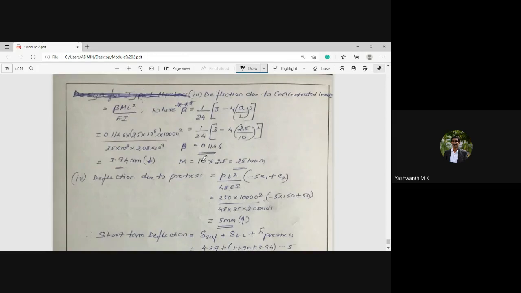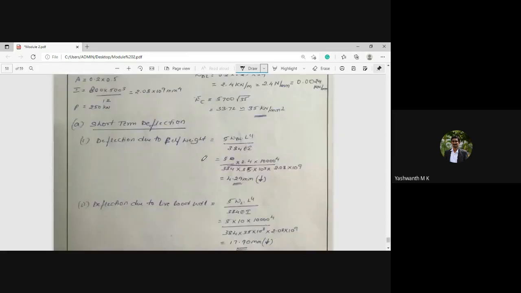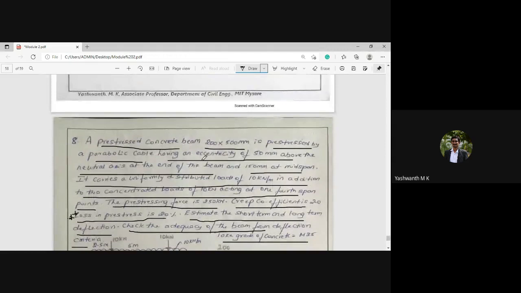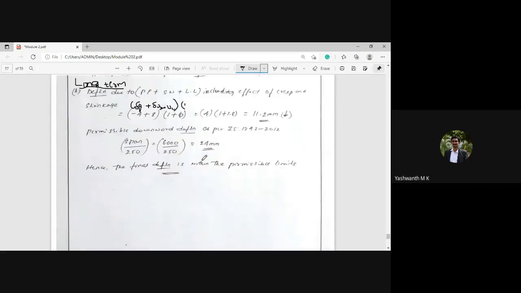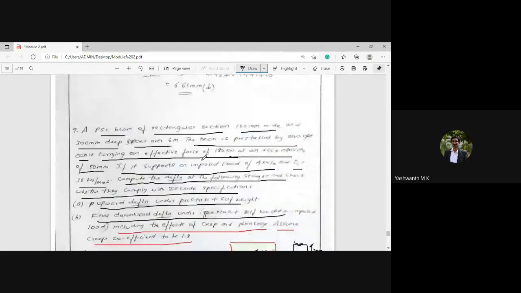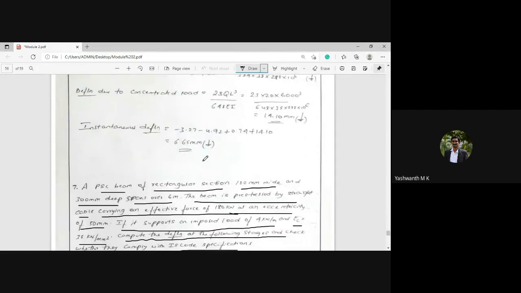Please note down, you can see I have worked out a variety of problems in deflection. So please work out the problems. Today I have worked out the long-term deflection case also. In yesterday's session, what I discussed was short-term deflection. In this session, apart from short-term deflection, I have also discussed long-term deflection. Is it clear? So let me conclude this deflection part.